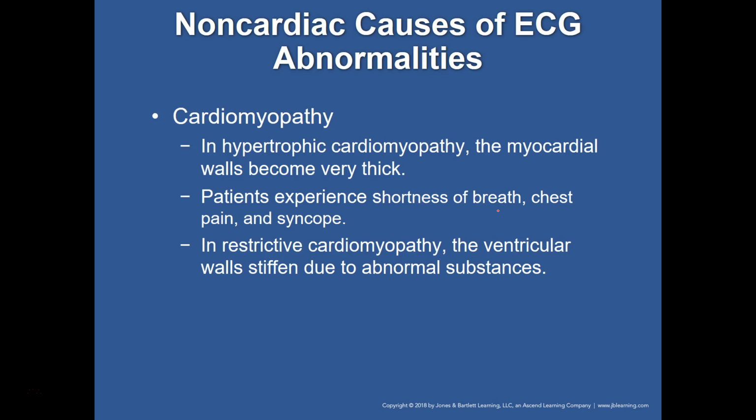Hypertrophic cardiomyopathy is a genetic condition in which the myocardial walls become very thick, impairing ventricular filling. Patients will often experience shortness of breath, syncope, all of those kinds of things, often associated with physical exercise. It is often diagnosed in the patient's 30s and 40s. It's characterized by deep, narrow Q waves in the inferior and high lateral leads, and very tall R waves in the left precordial leads.